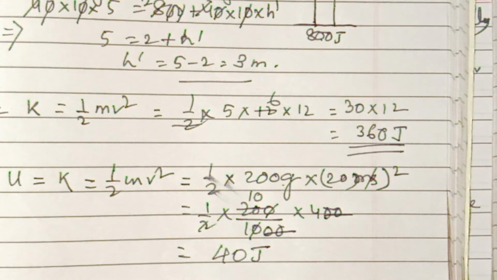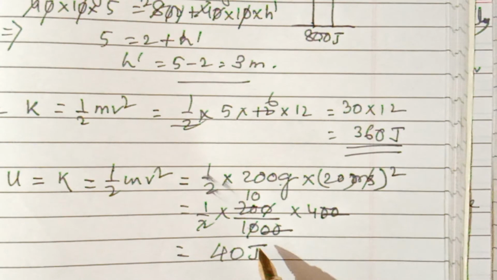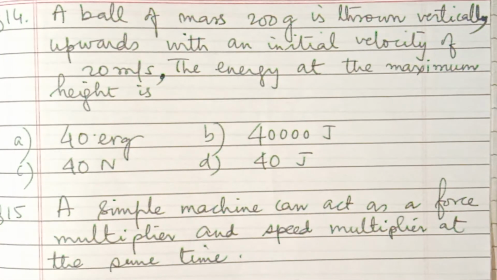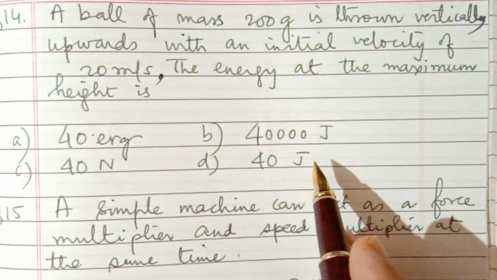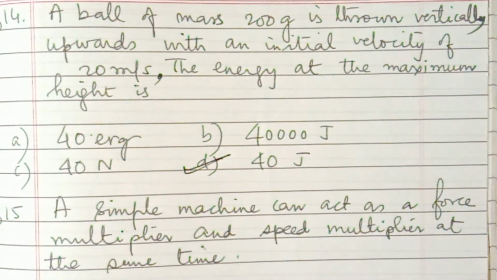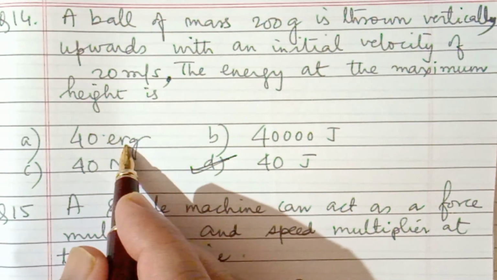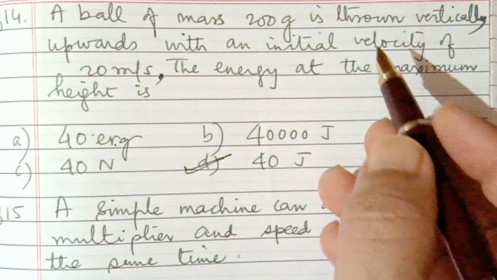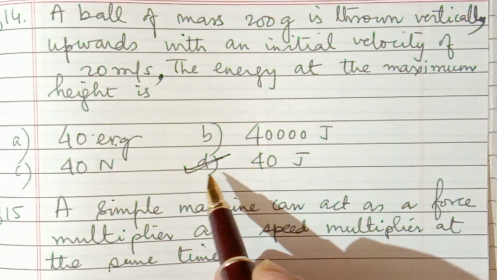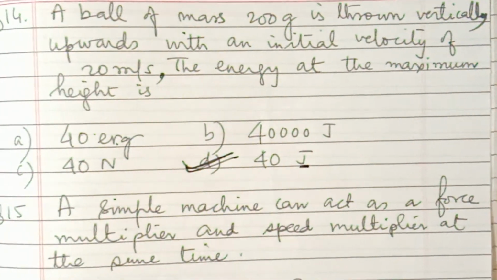If you don't convert this 200 gram, then you will get 40,000. That's why the options are given as 40,000 also, 40 joule also. Here 40 Newton is also given, 40 erg is also given, but as we have converted everything into SI unit, your answer will be in SI unit. So 40 joule is the correct answer.